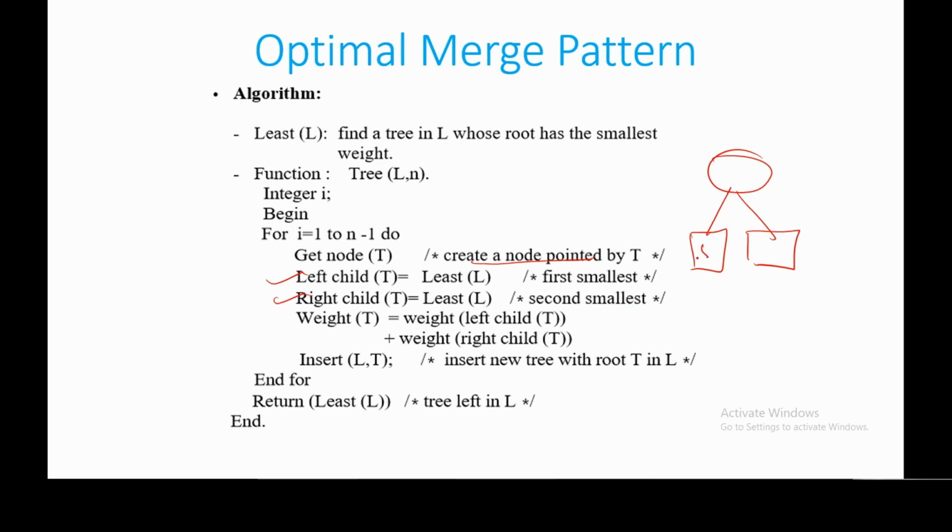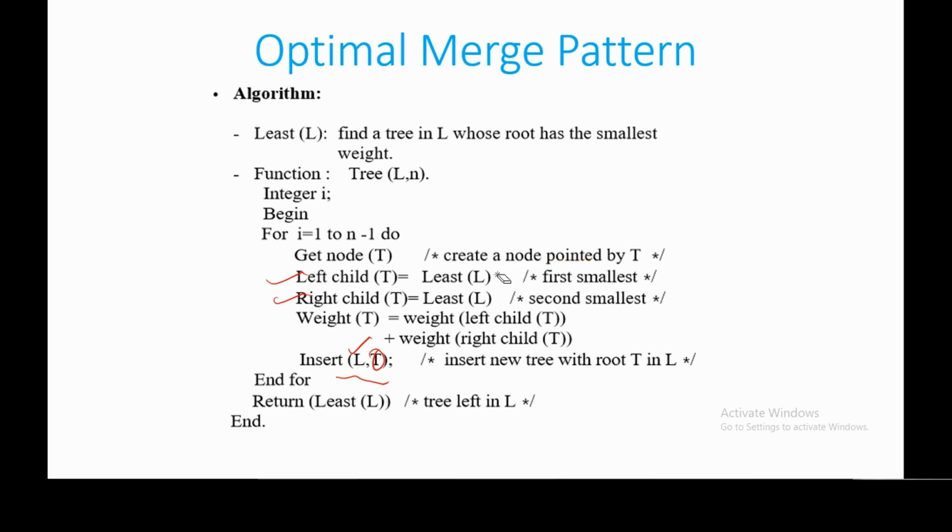Acha, what is the weight of this? So if the weights are 5 and 3, the weight of this will be weight of left child plus weight of right child, it will be 8. And after the merging process we simply insert this into the L. So this T will be inserted into the L, तो इसकी appropriate position पे insert हो जाएगा.